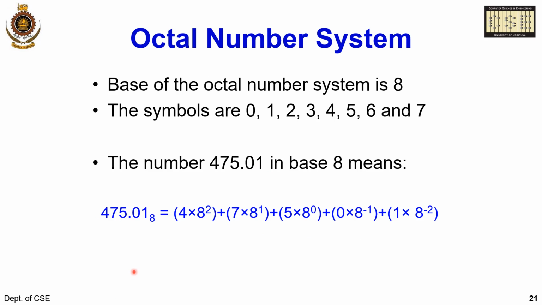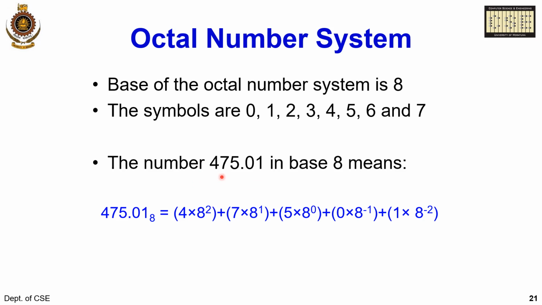Now let's look at the octal number system, where the base or the radix is 8 and the symbols are 0, 1, 2, 3, 4, 5, 6 and 7. So it's very similar to the previous cases, right? We have 475.01. Now it's the octal point. This is position 0, we start counting with 0. This is position 1 and 4 is at position 2. The 0 is at position minus 1. This 1 is at position minus 2.